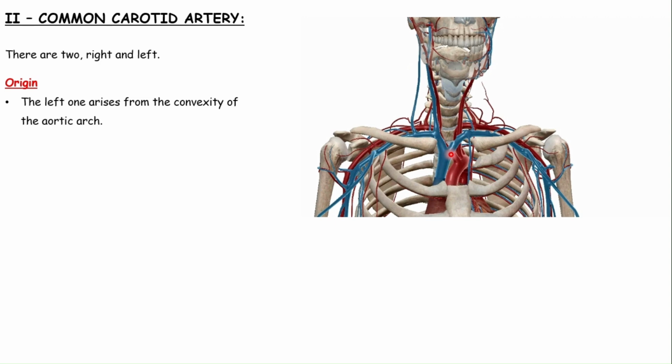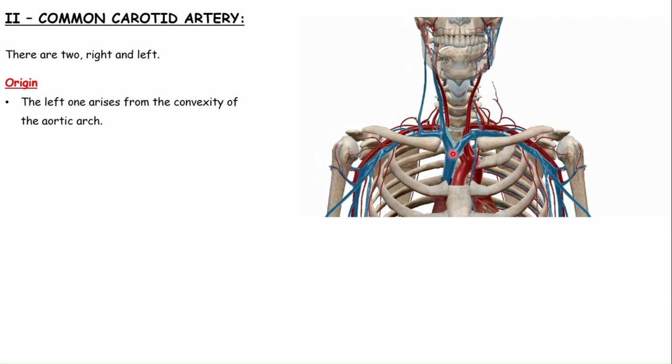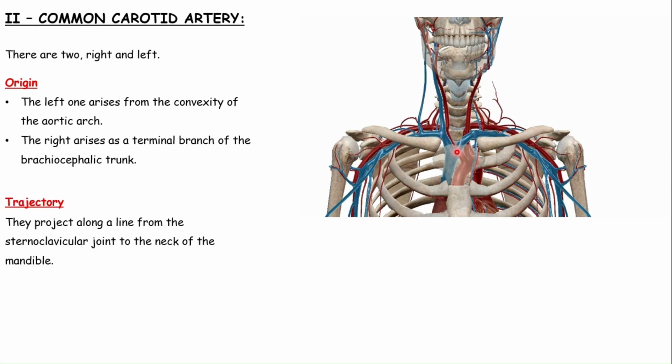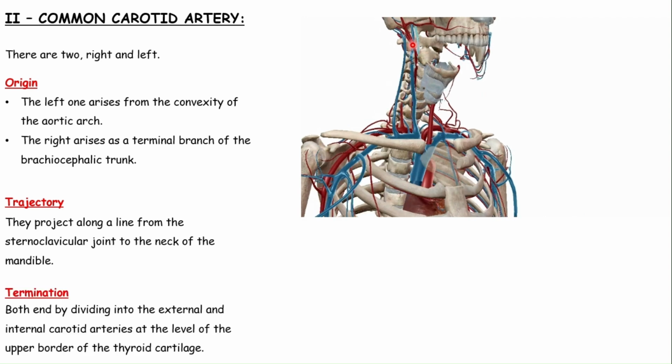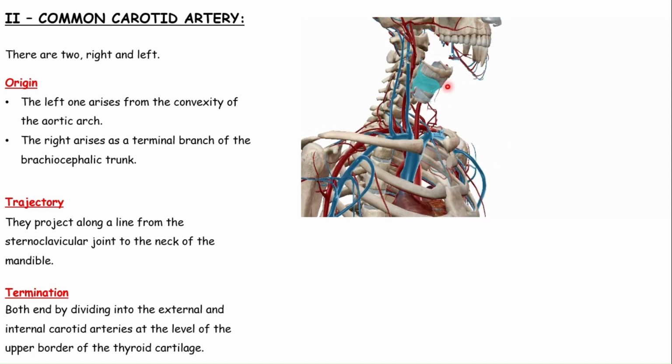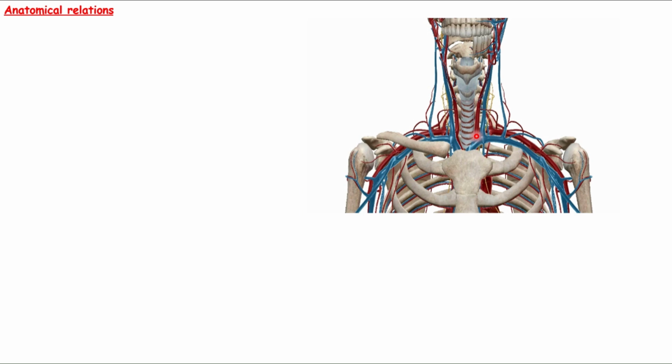The left one arises from the convexity of the aortic arch, whilst the right one arises as a terminal branch of the brachiocephalic trunk. They project along a line from the sternoclavicular joint to the neck of the mandible. Both end by dividing into the external and internal carotid arteries at the level of the upper border of the thyroid cartilage. Moving on to the anatomical relations of the common carotid arteries.